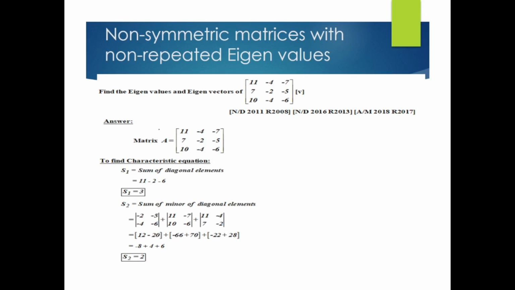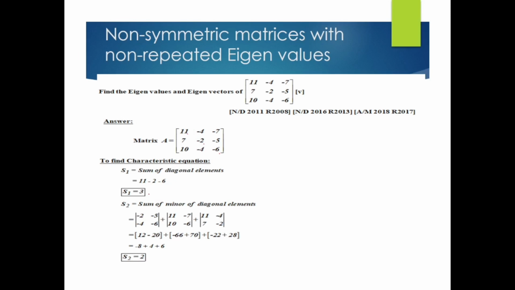My first work is to find the characteristic equation. S1 is the sum of diagonal elements. Observe the diagonal elements: it is 11 minus 2 minus 6. So I get the S1 value as 3.